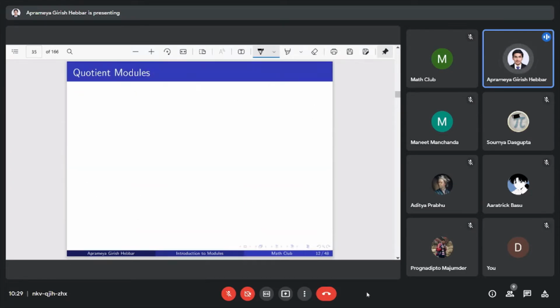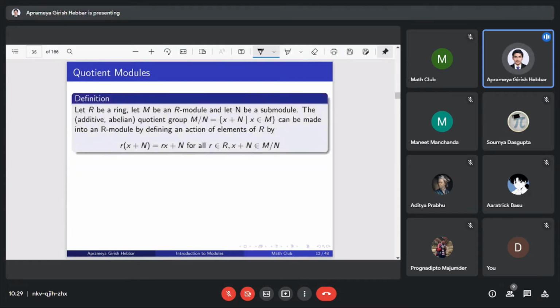Okay, so now let's go to quotient modules. Let R be a ring and M be an R module, and here N, let's take it to be a submodule. Then you can make sense of M over N. So M by N, from groups and from rings, this would be an additive abelian group, a quotient group, and you would have all the left cosets of N. So that is x plus N, x in M. So M by N is now a quotient group, so it's basically an abelian group.